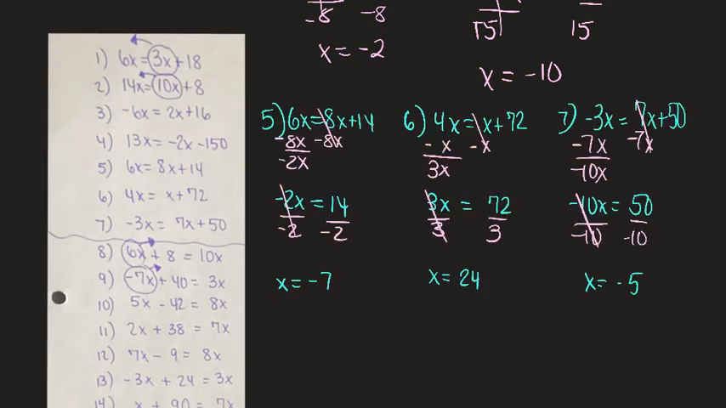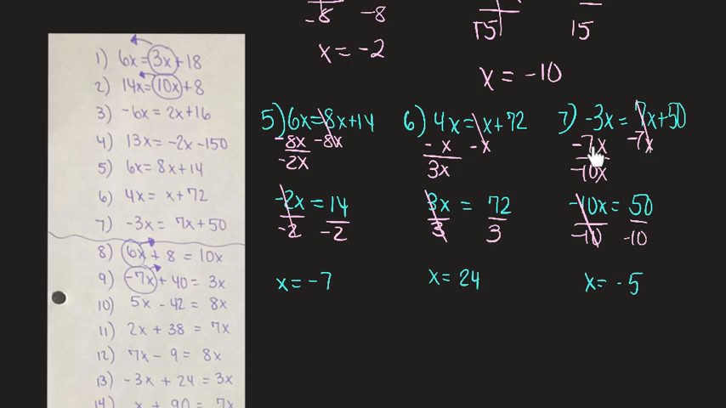All right, here's the next 3. Number 5, minus 8x, negative 2x equals 14, divide by negative 2, you get negative 7. Number 6, we want to move these x's to the other side, so we do minus x, 4 minus 1 is 3 x's, 3x equals 72, divide by 3 and you get 24.